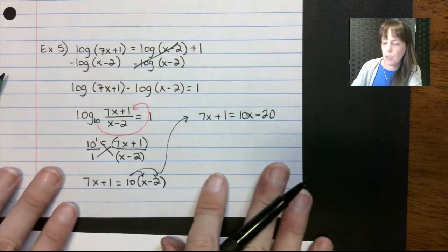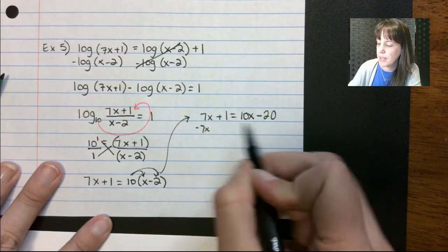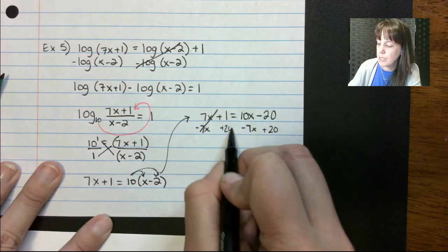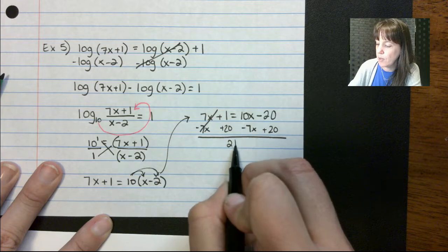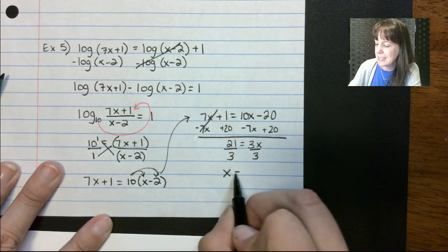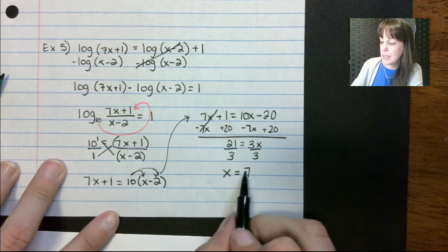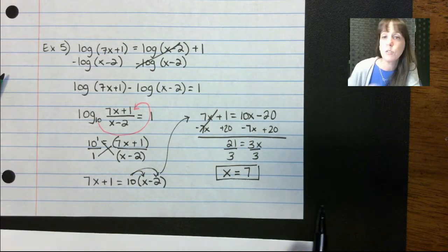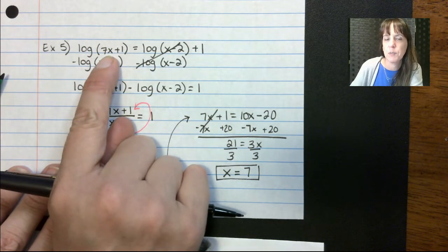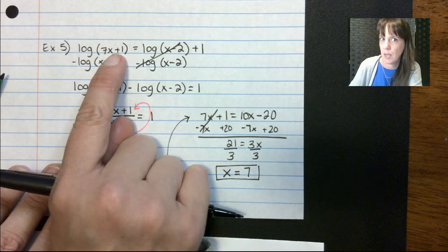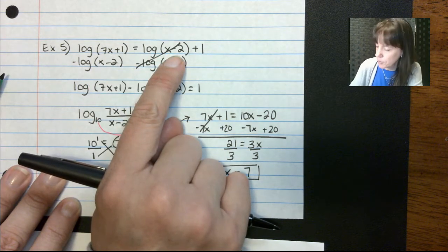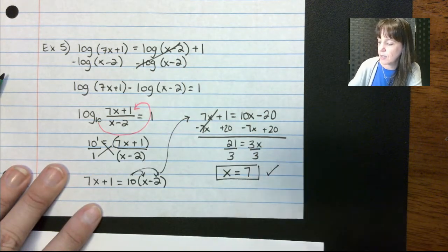Okay, so let's go ahead and solve for x. I'm going to subtract 7x here, and add 20 here and add 20 here. I end up with 21 equals 3x. Divide by 3, divide by 3, and x equals 7. This is a potential solution, but it's not actually our solution until we go back and double check. If we go to the original problem and put in our 7 here, that would be 49 plus 1, so that'd be 50. That works. 7 minus 2 here gives us a positive number, so that works as well. So this is our solution.